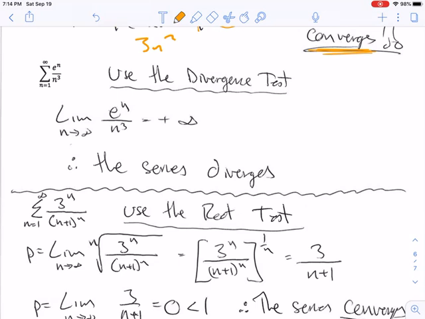You could try doing L'Hopital's rule a few times, but let's just look at this. e to the n is going to get bigger faster than n cubed is. So the numerator is getting larger faster than the denominator, and it's approaching infinity. If the limit of the terms does not equal 0, then the series diverges. It doesn't, so it diverges.